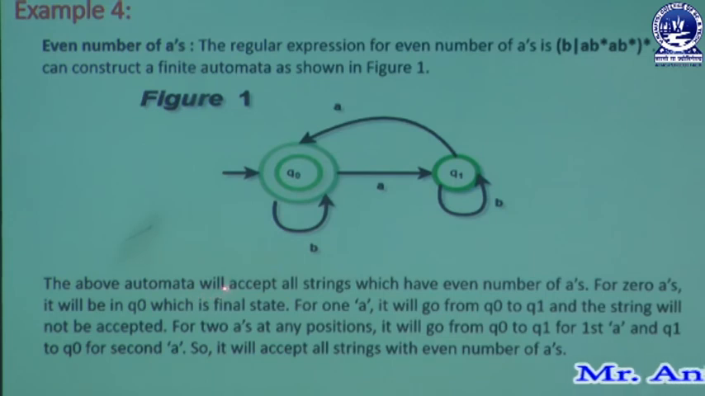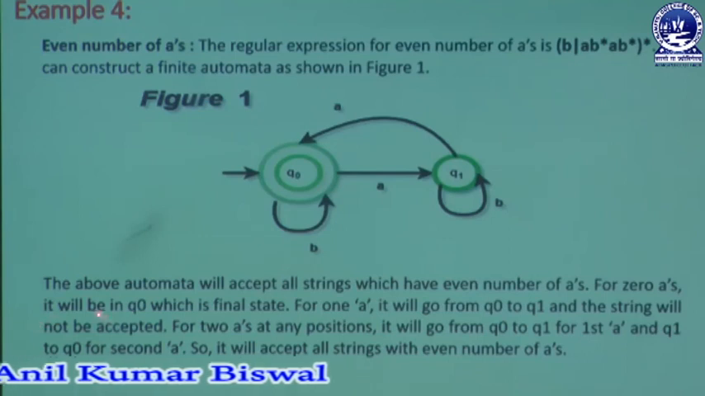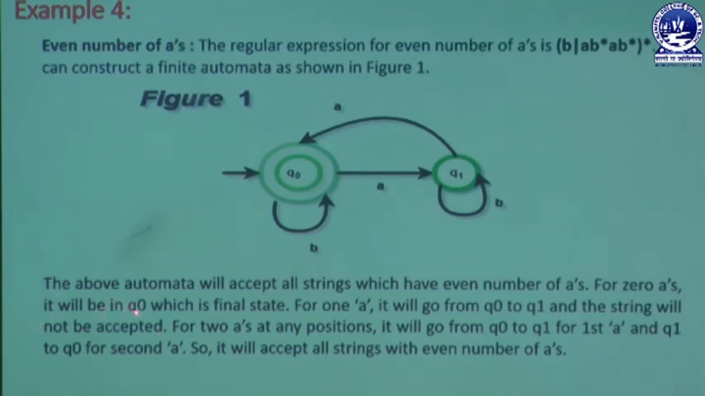The above automata will accept all strings which have an even number of A's. For 0 A's it will be in Q0, which is the final state. For 1 A it will go from Q0 to Q1 and the string will not be accepted. For 2 A's at any positions it will go from Q0 to Q1 for the first A and Q1 to Q0 for the second A. So it will accept all strings with an even number of A's. It is a general way of creating that transition diagram.